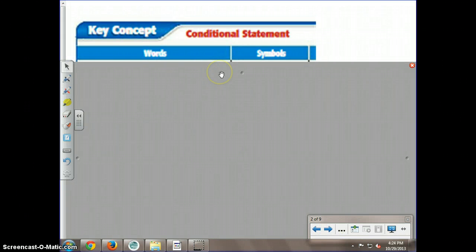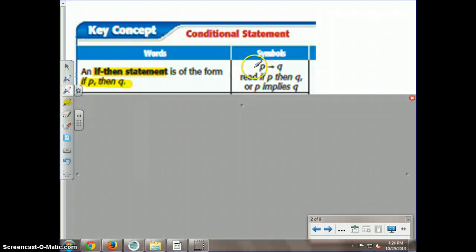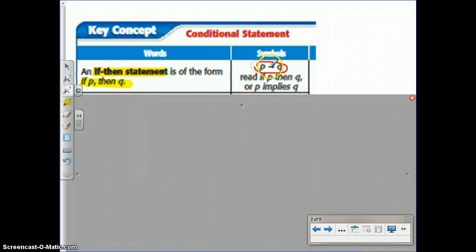All right, so here are some words that you could add to your vocab section. First is the if-then statement. So if P, then Q, and if it's written in this form, then we could translate it into these symbols. So this arrow tells us we read it as if P, then Q, or P implies Q, but we focus on the if-then. If-then is our biggie here.